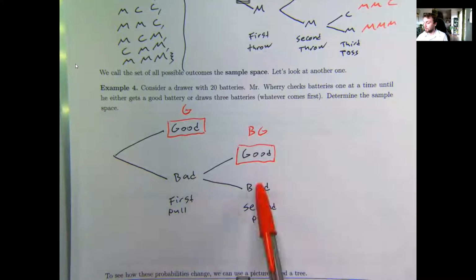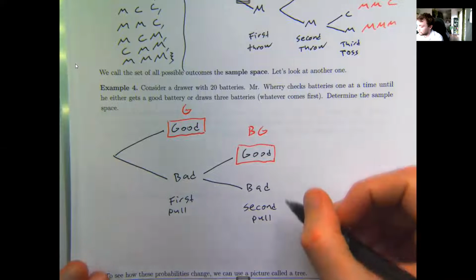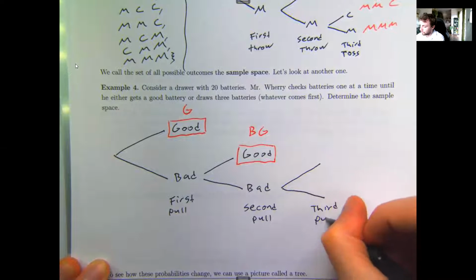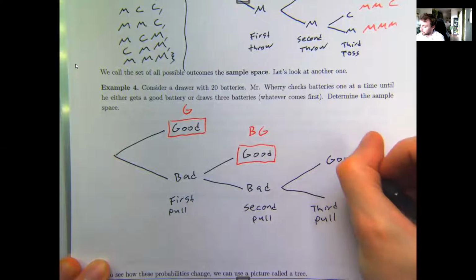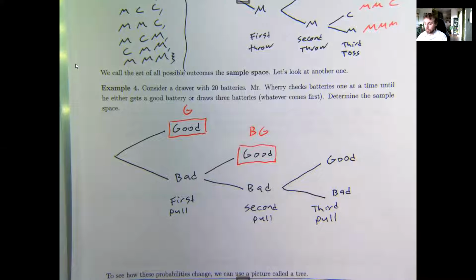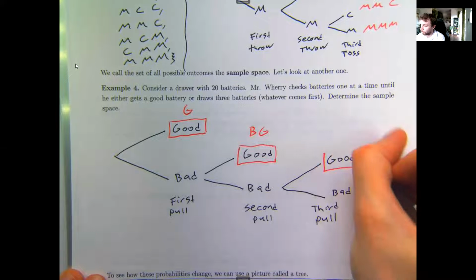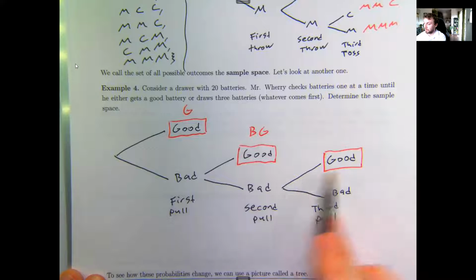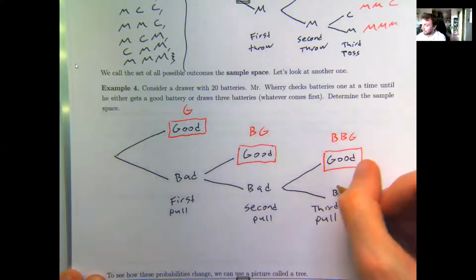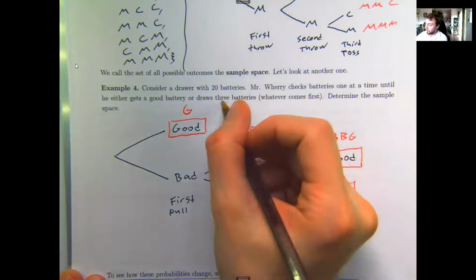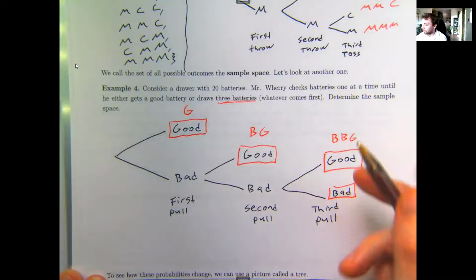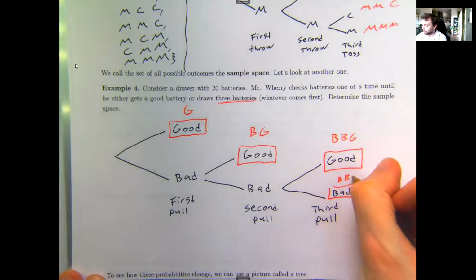If I had 2 bads in a row, I would keep pulling. And this third pull could be either good or bad. If it's good, I would stop there. I got that working battery, even if it took 3 tries to get it, bad, bad, and good. I would stop at this bad battery as well, though, because after 3, I just get tired and stop. So if I have bad, bad, bad, that would also be an ending spot for this tree.